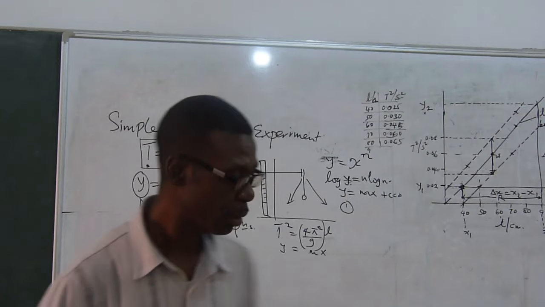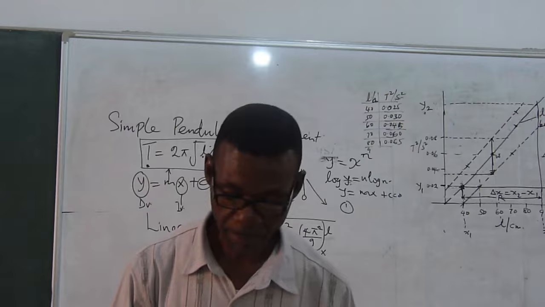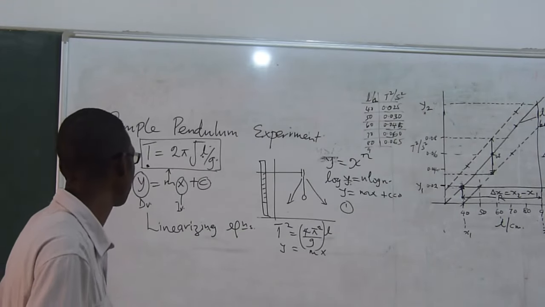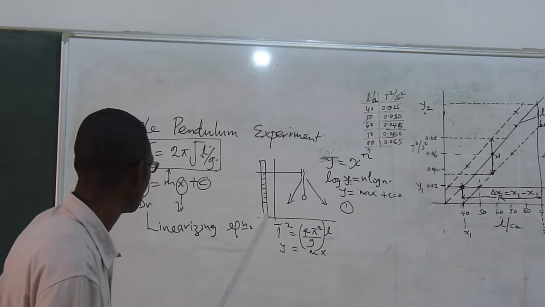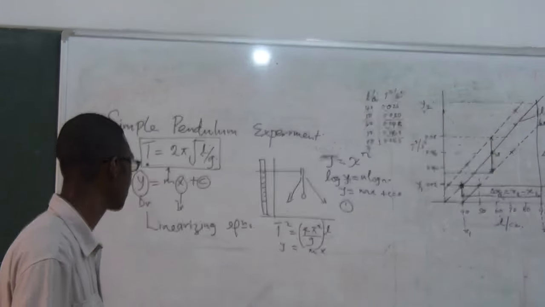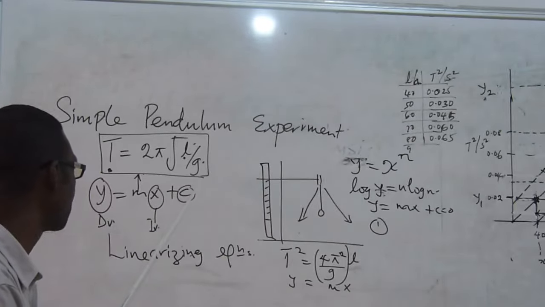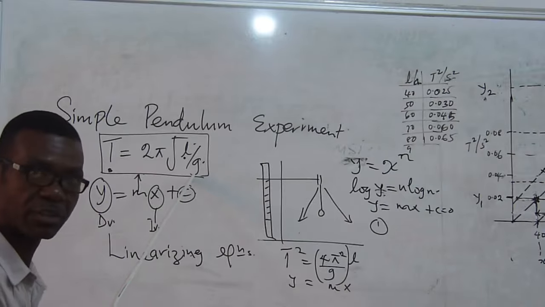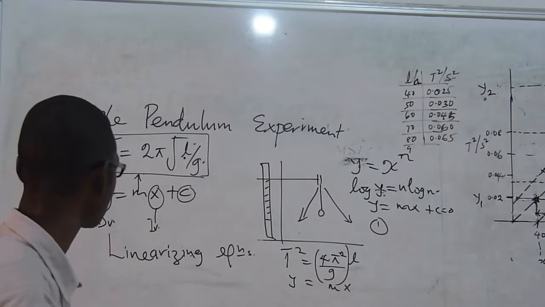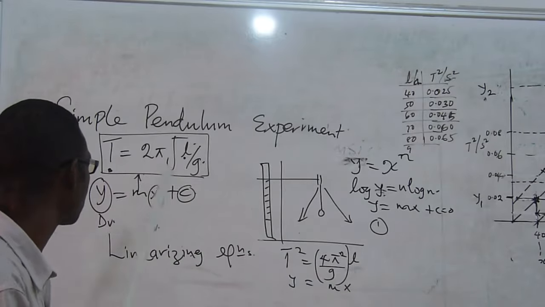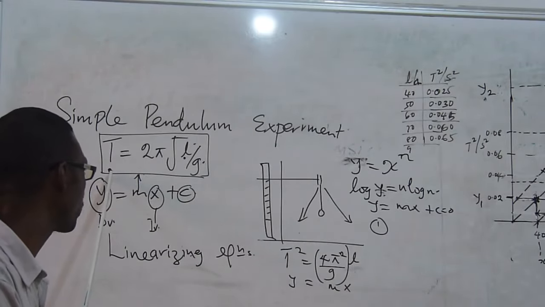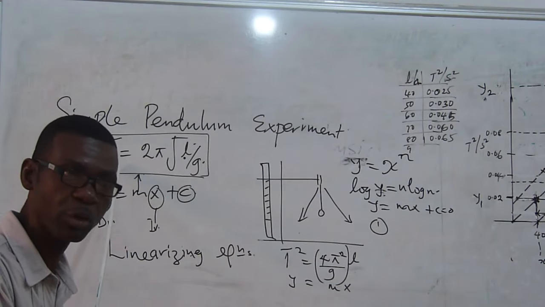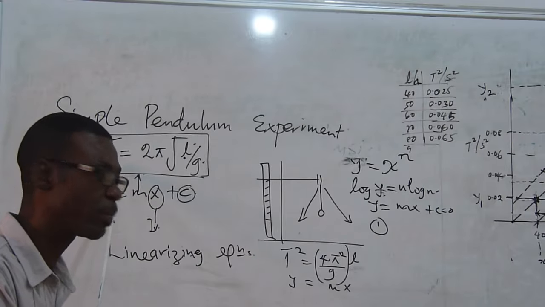Okay, so now one thing we must talk about is, let us look at the example here. I want to take the example of the simple pendulum experiment. In simple pendulum experiments, like I said, our aim is to what? Is to determine g, that is acceleration due to gravity. Acceleration due to gravity is our major. But this equation is the equation that gives us the period of oscillation of the simple pendulum.